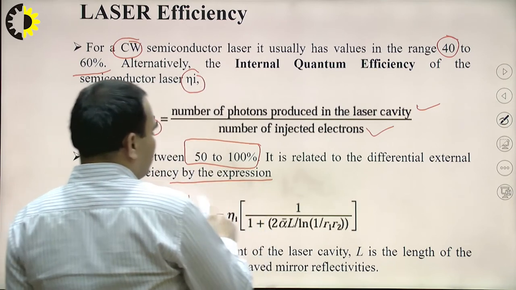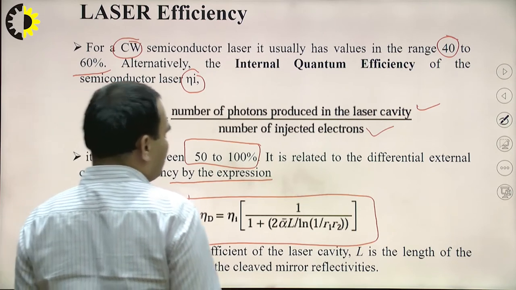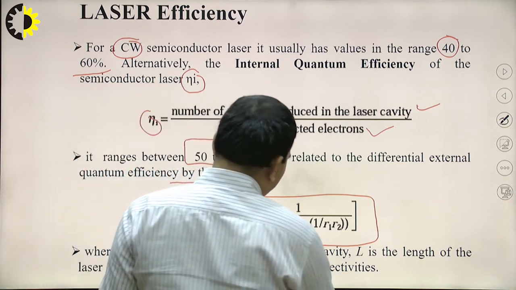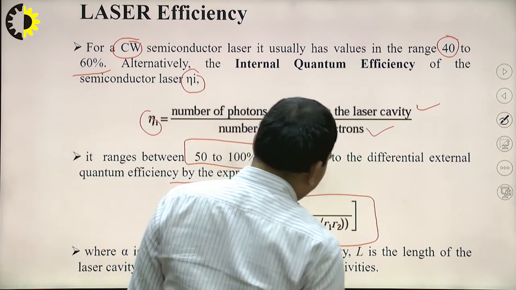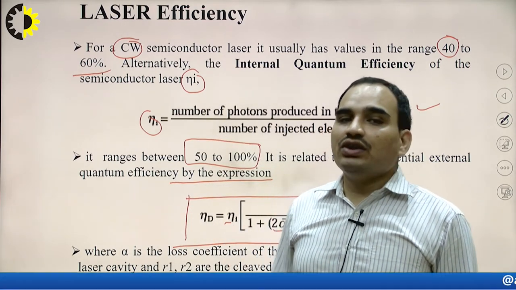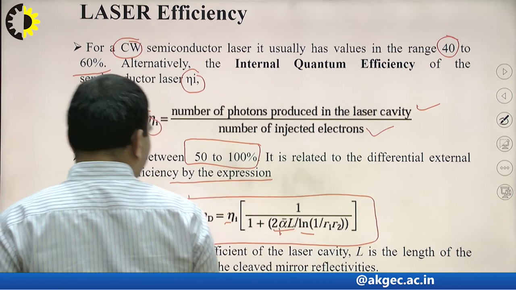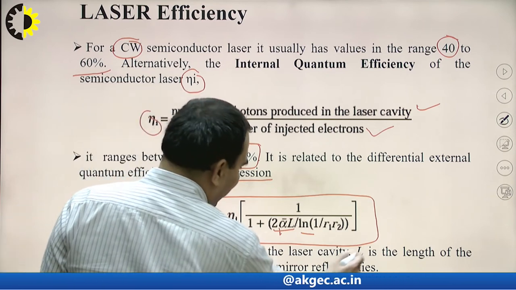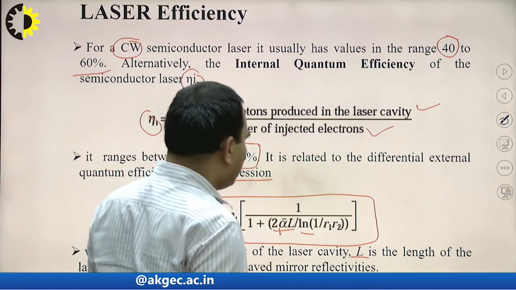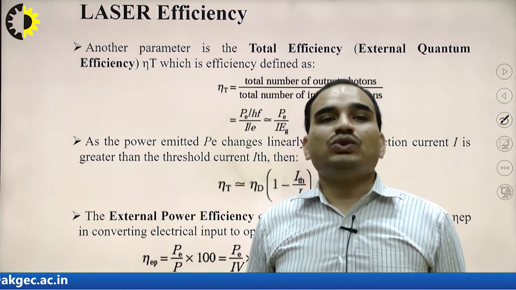It is related to the differential external quantum efficiency by the expression eta d equals the internal efficiency eta i divided by (1 plus (2 alpha L) divided by log(1/(R1 R2))), where R1 and R2 are the reflectivities of the mirrors, alpha is the loss coefficient of the laser cavity, and L is the length of the laser cavity. R1 and R2 are the cleaved mirror reflectivities.